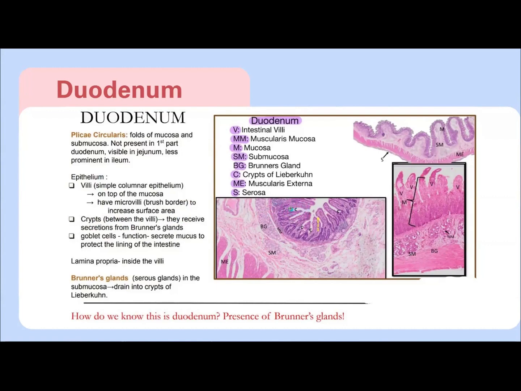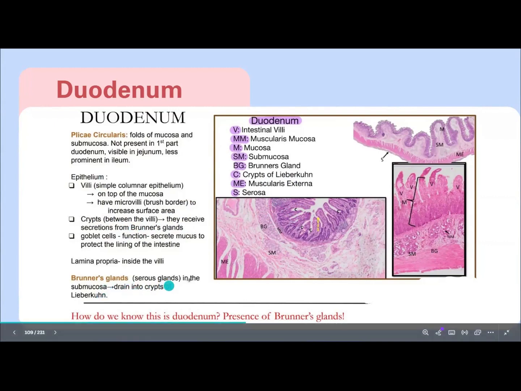This is called the crypt. The crypts of Lieberkühn receive the secretion from Brunner's gland. This is the most important thing you need to take out of this slide. In the duodenum, you have the Brunner's gland. What is the Brunner's gland? It's a serous gland in the submucosa, and it drains its secretions into the crypt of Lieberkühn.